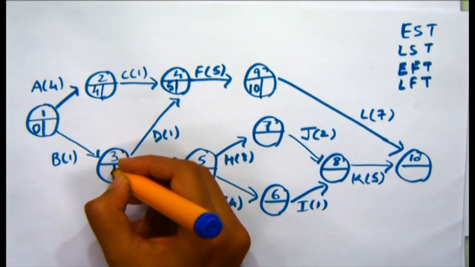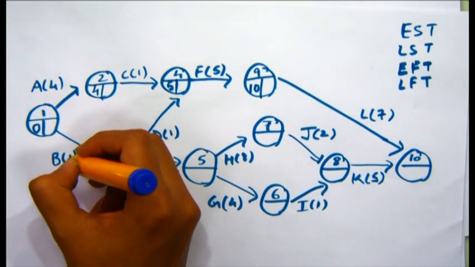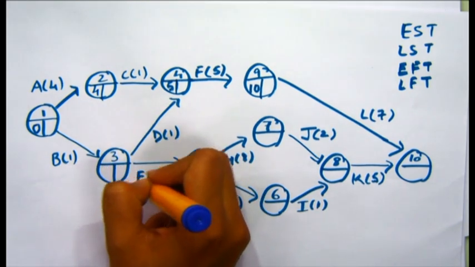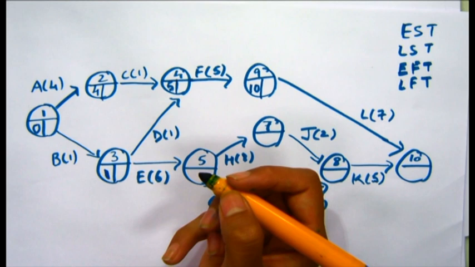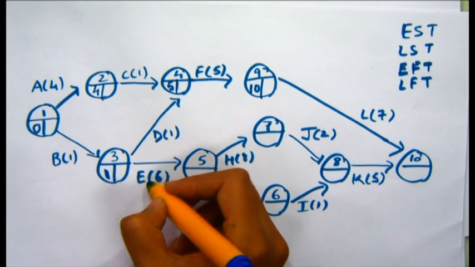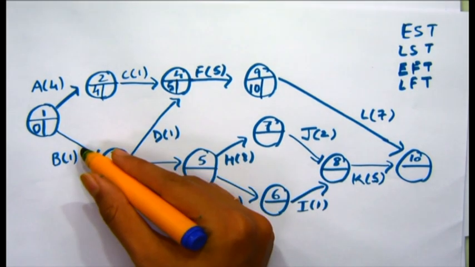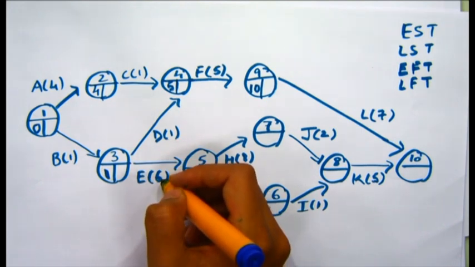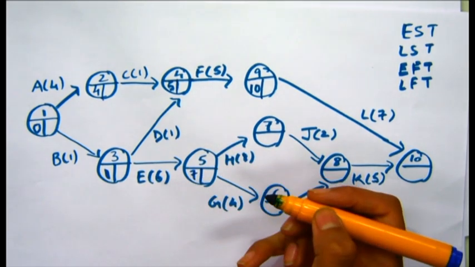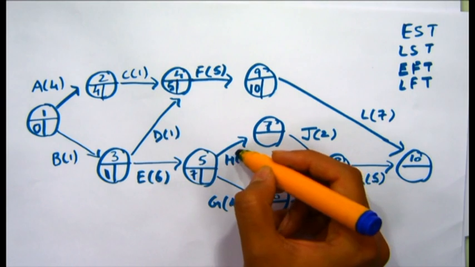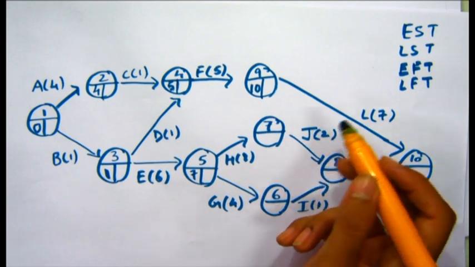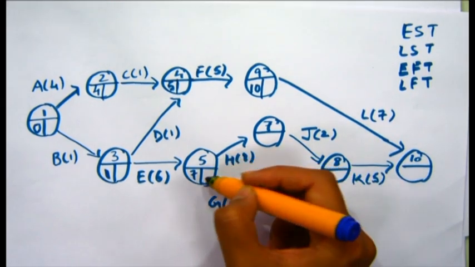Similarly, here we have 0 and we add 1 day for activity B, and we get the earliest start time for activity E as 1. This 1 is the earliest start time for activity E. Then we can start activity E after the completion of activity B, which takes 6 days for its completion. So we have 1 plus 6, we have 7 here, which means that we can only start activity H and activity G after 7 days. In other words, the earliest start time for activity G and H would be 7.